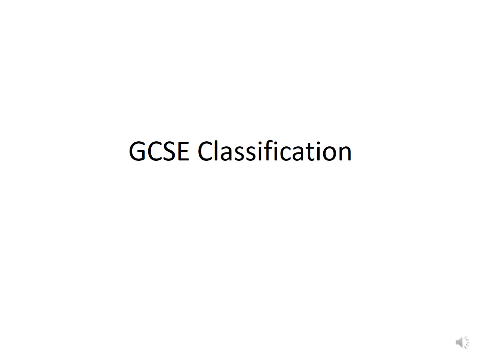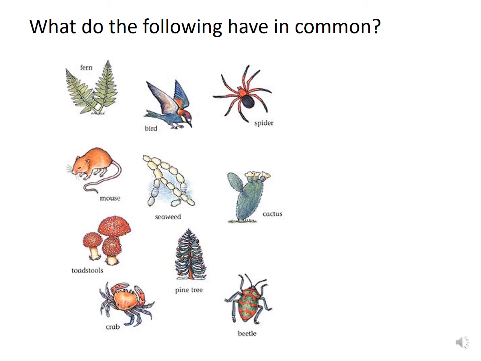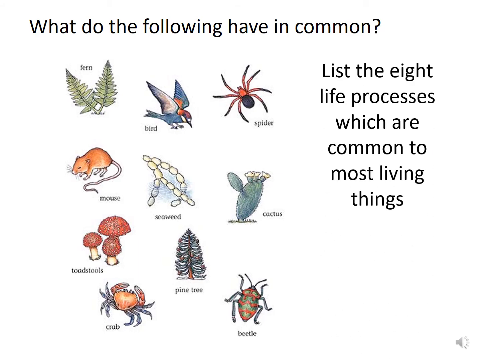Hi, today's presentation is about GCSE classification. First of all, what do the following things have in common? They're all alive. There are 8 life processes which are common to most living things. See if you can actually name them all.